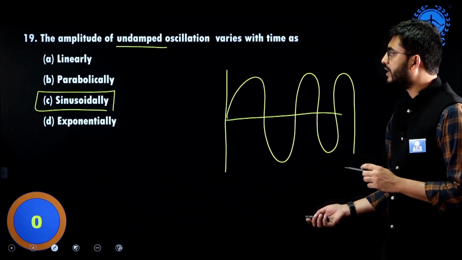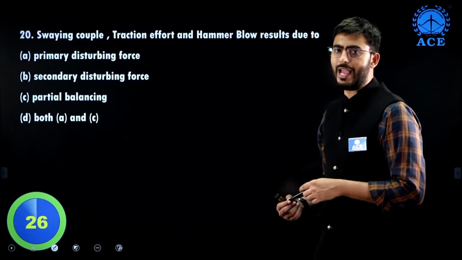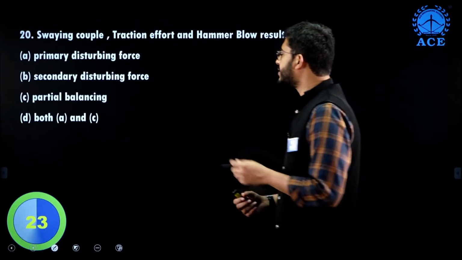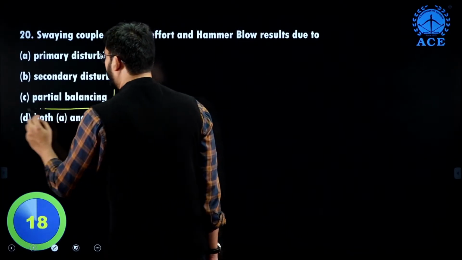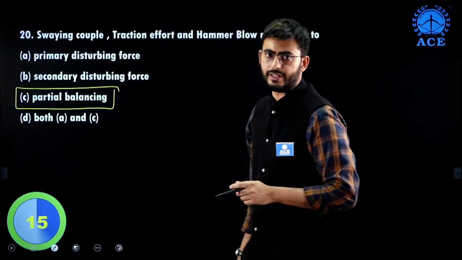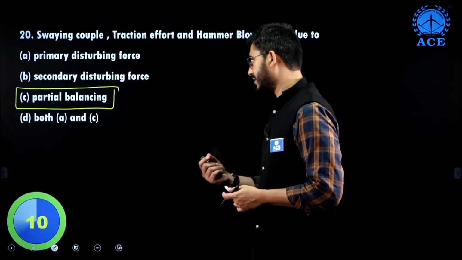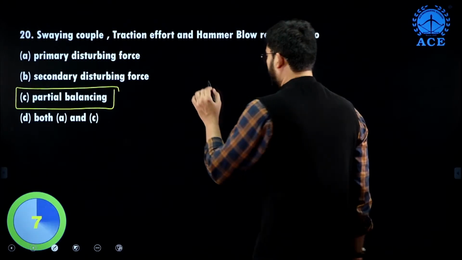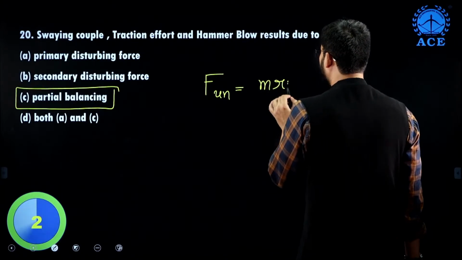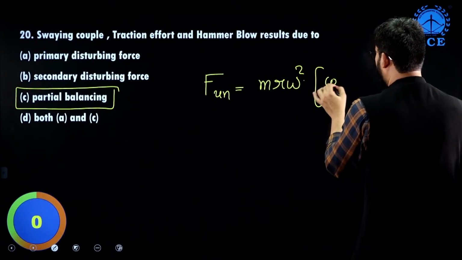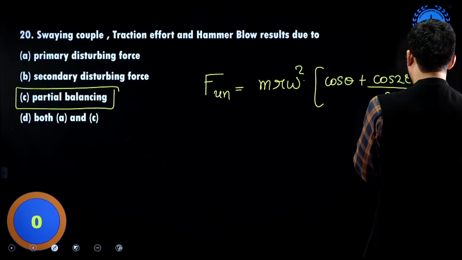Let us move to the next question. Swaying couple, traction force and hammer blow. These are all the results of partial balancing. When we go for partial balancing, all these effects will be visible. Let me go to the basics. Unbalanced force is given by m r omega square times cos theta plus cos 2 theta divided by n.